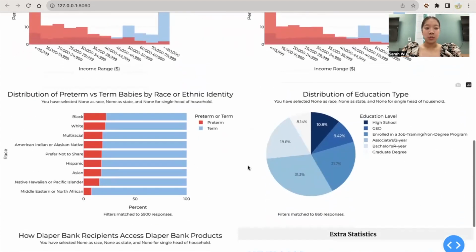Below that, we have the distribution of preterm versus term babies by race or ethnic identity. And we could see that across the different races and ethnic identities, there's not too much difference in proportion of preterm babies. On the right of that, we have distribution of education type, where we found that more than 50% of adults in education are either enrolled in an associate or in a job training / non-degree program.